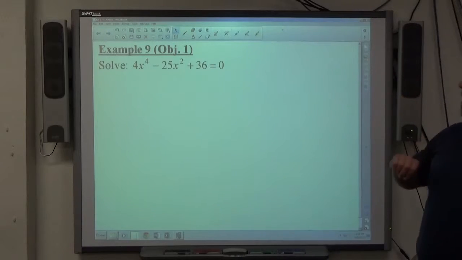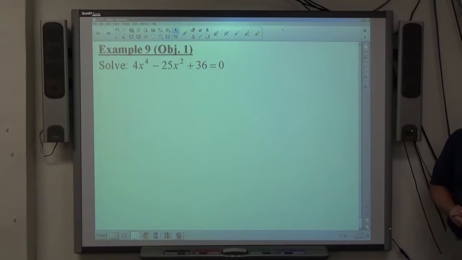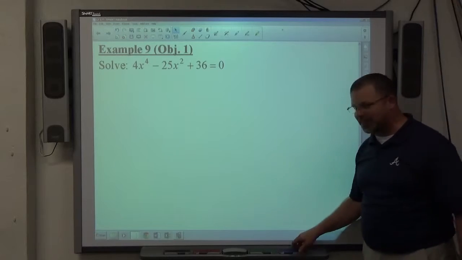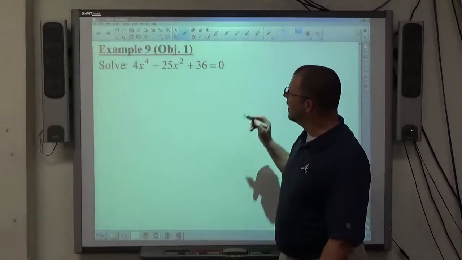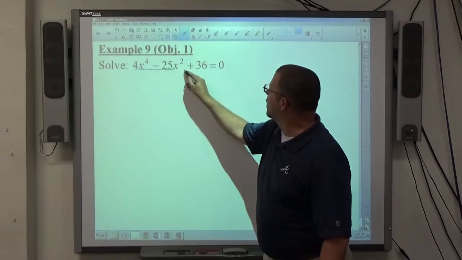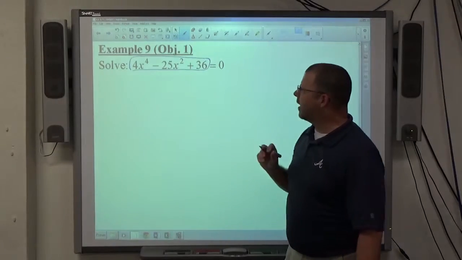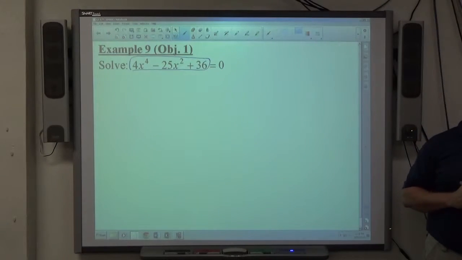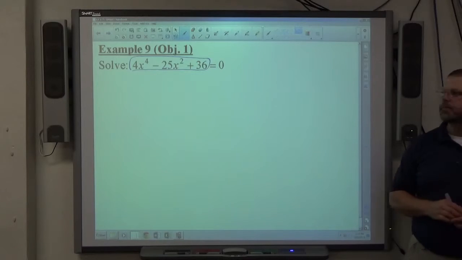All right, example 9 on chapter 1. We have to solve 4x to the 4th minus 25x squared plus 36 equals 0. And you'll notice it is a trinomial, 3 terms. And anytime you see 3 terms in a polynomial structure, quadratic in form is what you're looking for.